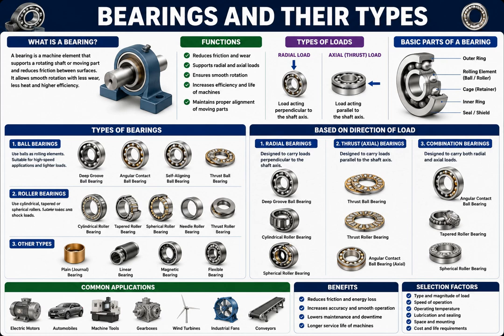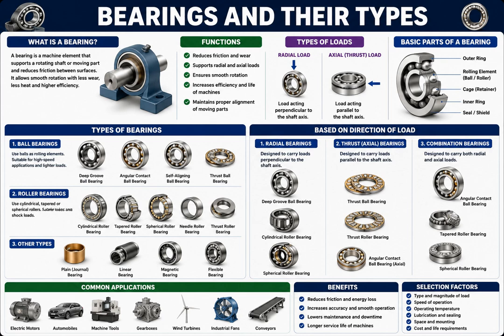This load acts perpendicular to the shaft axis. For example, the weight acting downward on a rotating wheel. Now the second one is axial or thrust load. This load acts parallel to the shaft axis. For example, the pushing force inside propellers or screw systems. Different machines produce different load directions. That is why different bearings are designed for different purposes.